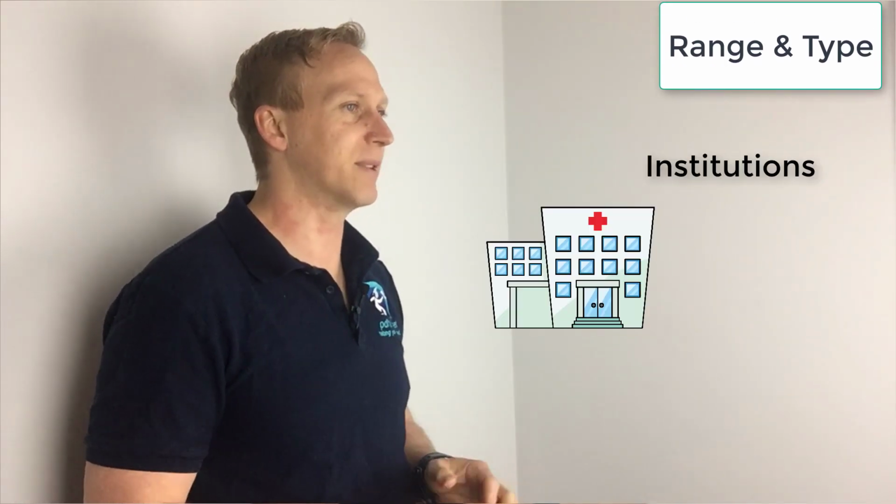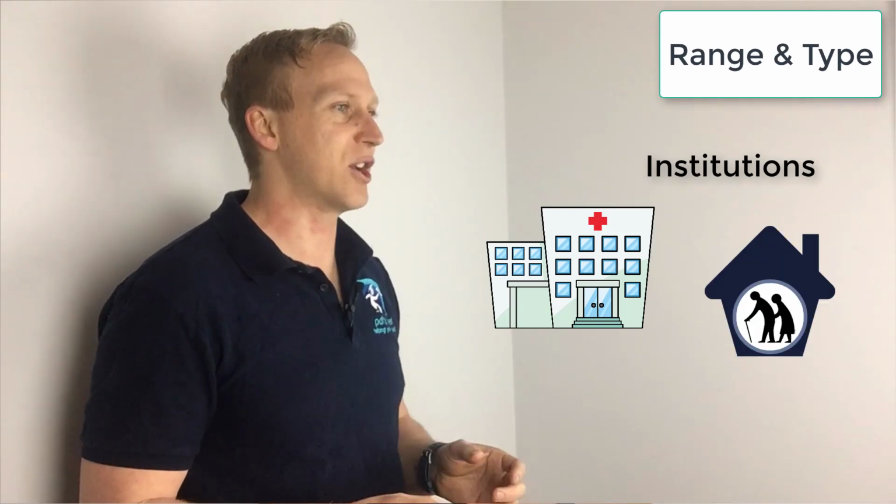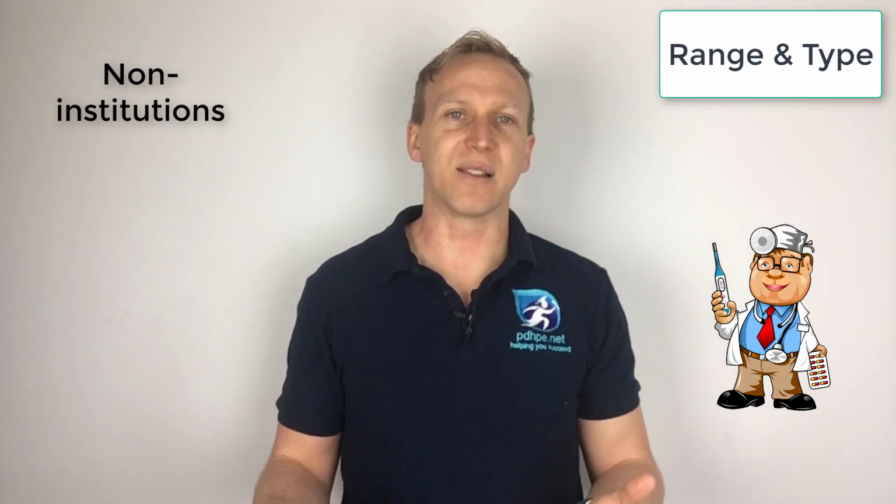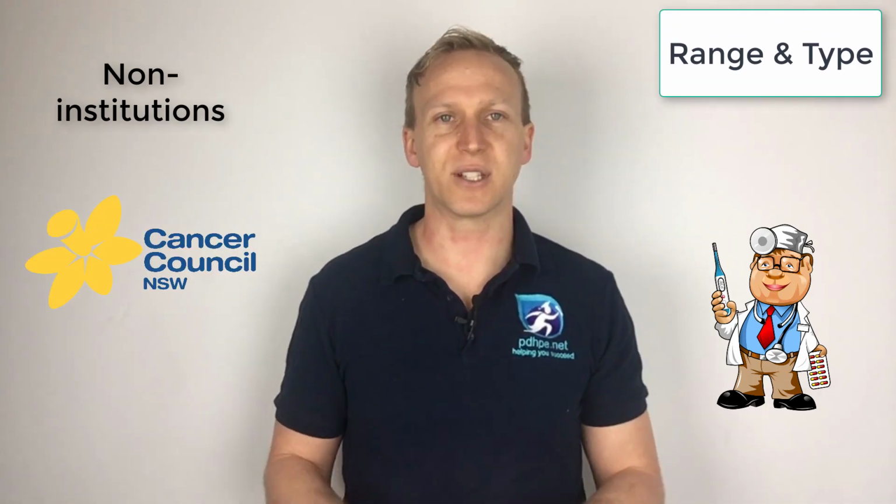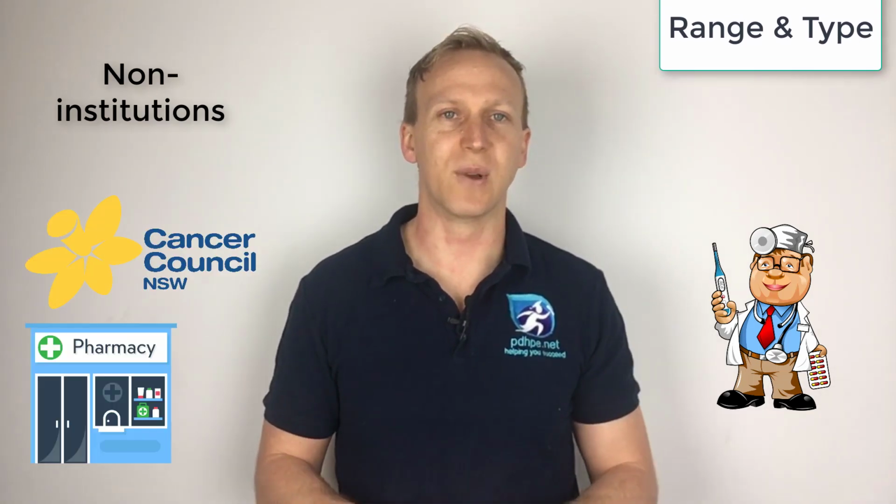So let's have a look at the range and types of health facilities and services in Australia. So in Australia, we have institutions, which are our hospitals, both private and public, and also our nursing homes. We then have non-institutional things like going to your GP. There's research groups, there's pharmaceutical services. They are not institutional. So institutional, essentially, within the healthcare system, you're looking at things that have beds mostly. Then we can also classify things in terms of how they're funded.